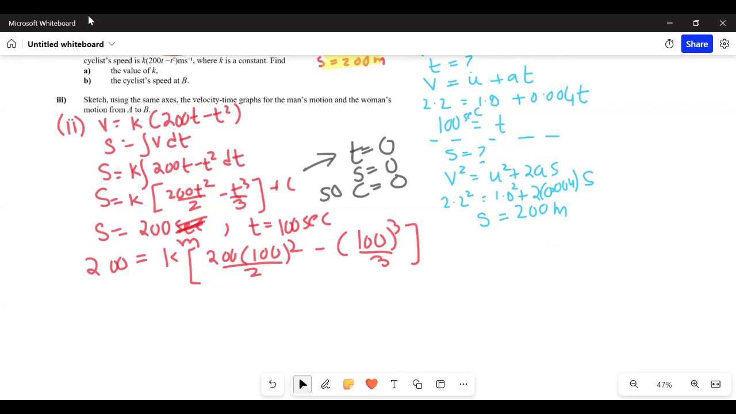Okay, so now I should be able to get a from k from here. So we have 200 here equals k, and here what will it be: 200 into 100 squared upon 2, minus 100 cube upon 3.